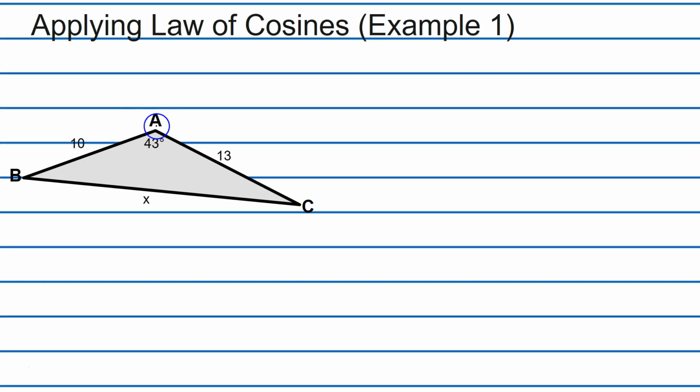Alright, so here I see 43 degrees, and it's next to A. So I'm going to use the formula a squared, because I know what A is. I have the information for this one. So a squared equals b squared plus c squared minus 2 times b times c times the cosine of A.